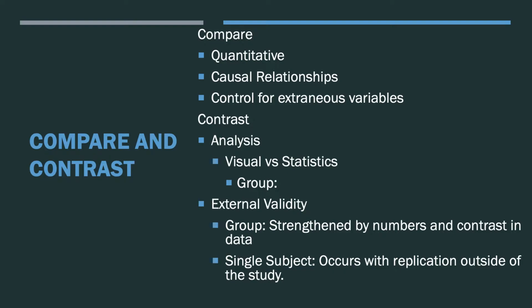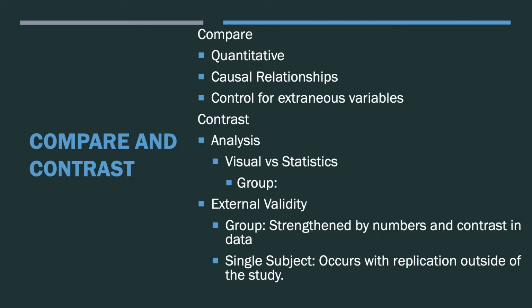To contrast the two, when looking at group comparison versus single subject design, how we analyze the data is done much differently. In group comparison, we use what's called statistical analysis. So we are looking at the numbers themselves. We're looking at the numbers that the dependent variable produces and determining from that whether or not there is a statistical significance, if you will.